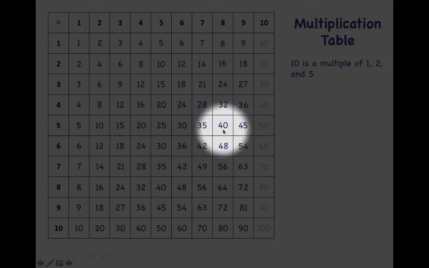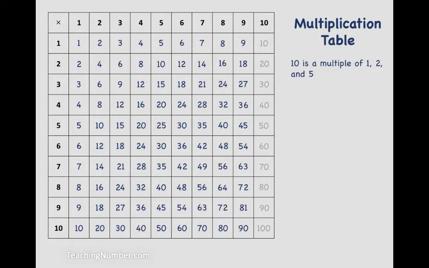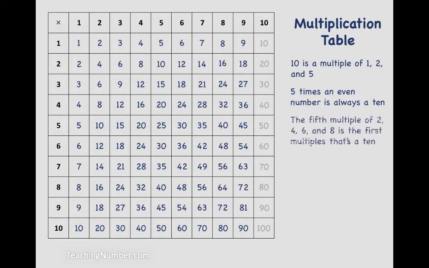So I can see that 5 times any even digit makes a 10. The 5th multiple of any even digit will be a 10. And those 10s will be the first multiples of those digits that are 10s. Actually, 5 times any even number is always a 10. And there's a very good reason for that, which I'm going to challenge you to figure out.